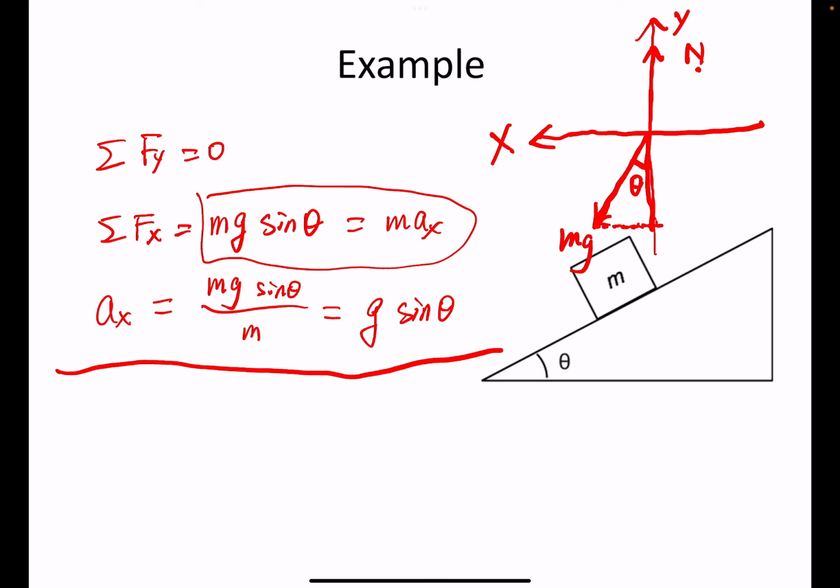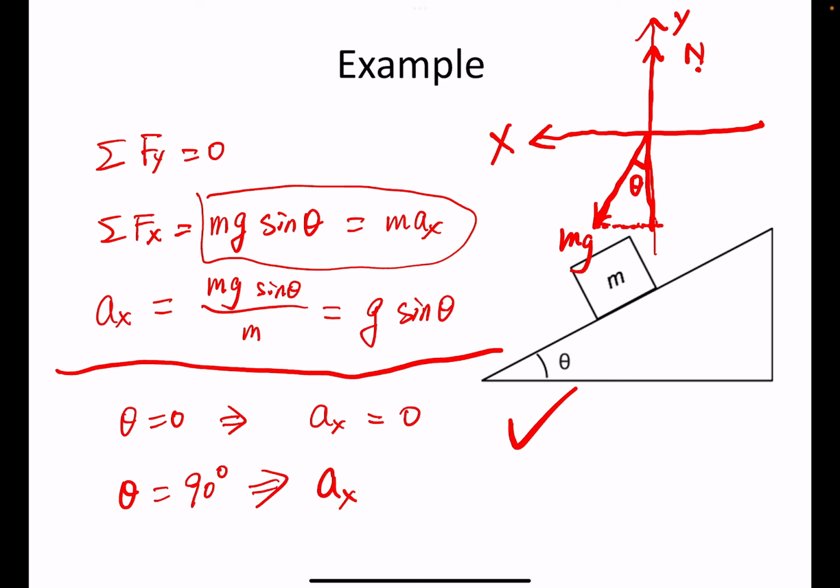We can also try to evaluate and assess whether we got the right result. What's going to happen if my theta is 0? ax is going to be 0. Does it make sense? If the angle of the ramp is 0, there's no acceleration. I think it makes sense. What's going to happen if my theta is 90 degrees? Sine 90 degrees equals 1. If the ramp is 90 degrees, then this block is going to be in free fall, right? Yeah, totally makes sense as well.